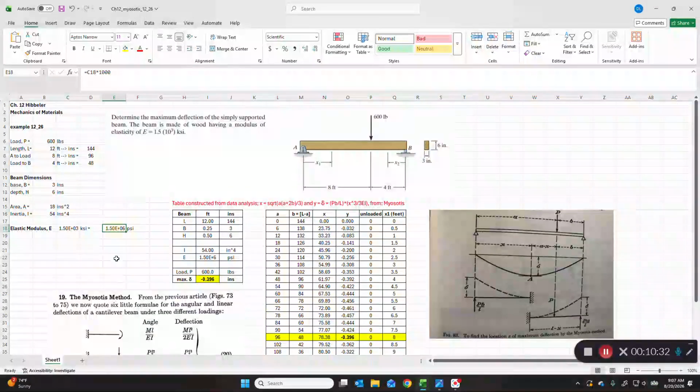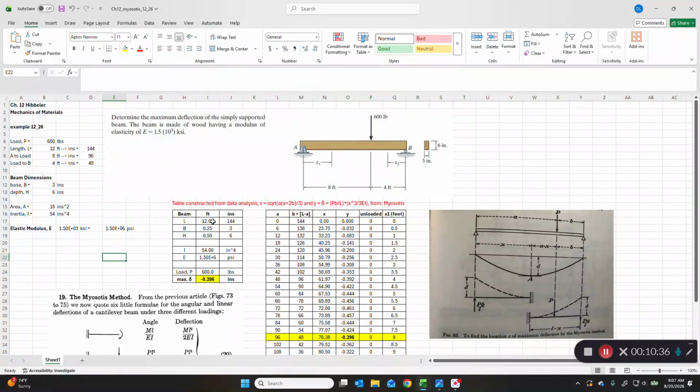Elastic modulus was given. We're going to convert it to PSI for this type of wood, and I don't know the type of wood. So we're going to construct a couple of tables. The first table is just really a reiteration of what you see here: L, B, and H, right? Length, base, height. The area moment of inertia. These were all calculated previously. Elastic modulus. Here they are. Load 600. So we want to find our maximum delta, our lambda, based on where this load is.